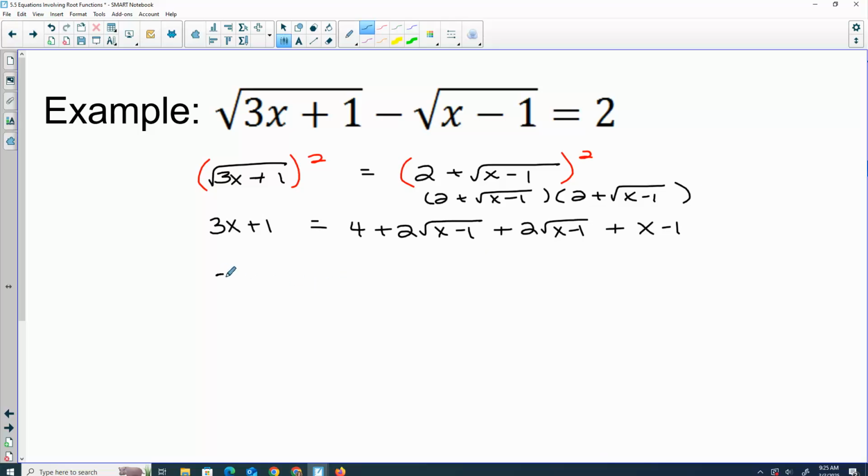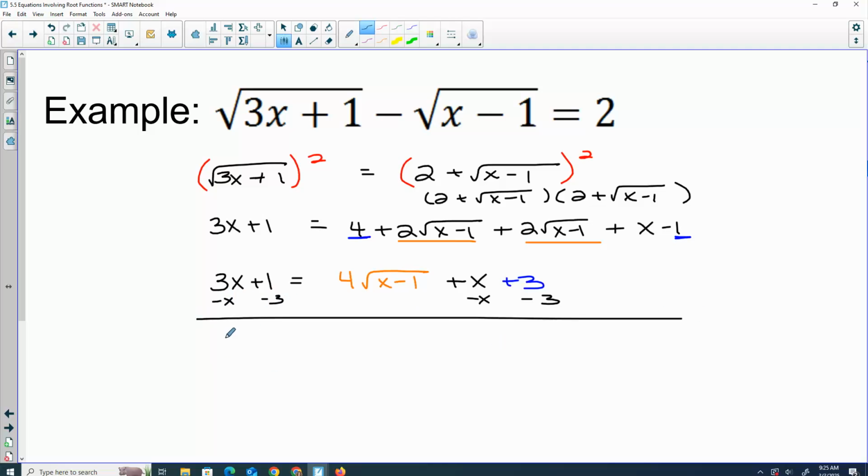So if we combine like terms, you add these square roots, you add their coefficients, so it's 4 radical x minus 1 plus my x, positive 4 and negative 1 is positive 3. Now we need to get the radical by itself, so we subtract over the x and the 3.